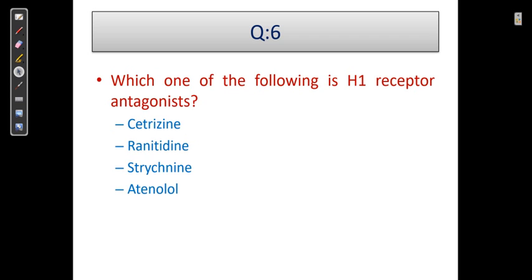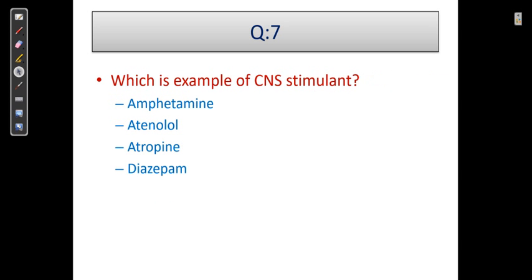Which one of the following is an H1 receptor antagonist? Cetirizine, ranitidine, strychnine or atenolol? The correct one is cetirizine. Which is the example of a CNS stimulant? Amphetamine, atenolol, atropine, D.Pharm. The correct one is amphetamine.